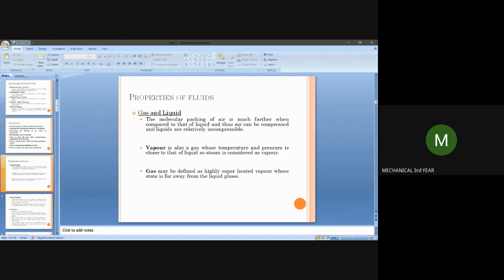Coming to gas, gas may be defined as highly superheated vapor. When you heat the vapor continuously to an elevated temperature, the water molecules get evaporated, and the remaining is your gas. So gas may be defined as highly superheated vapor whose state is far away from the liquid phase. Its temperature and pressure are highly different from those of a liquid medium.